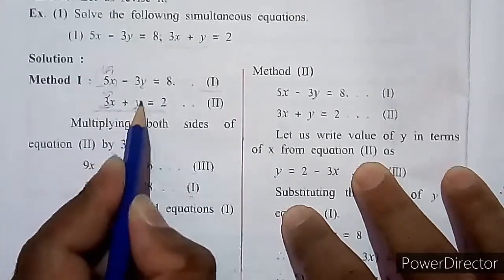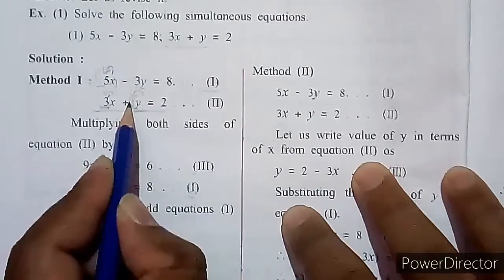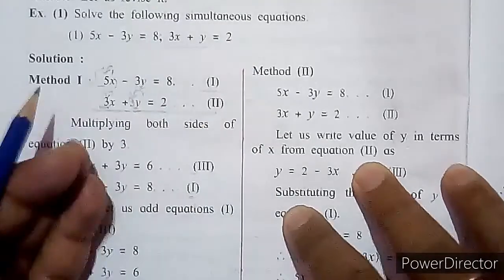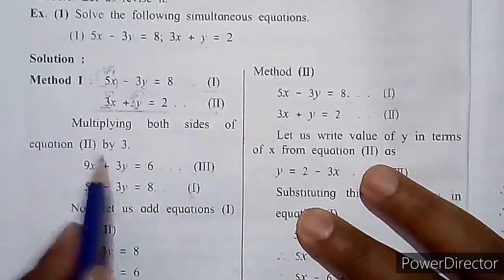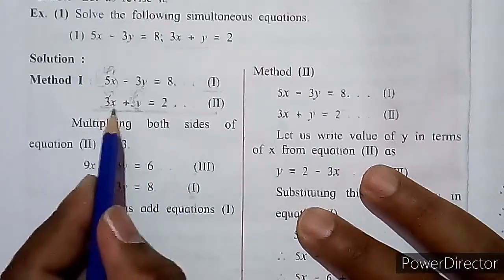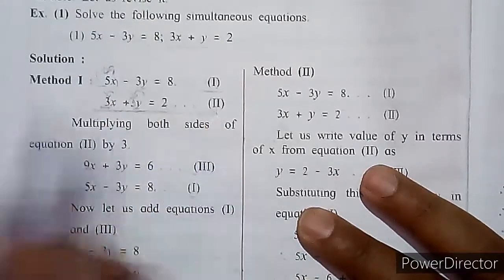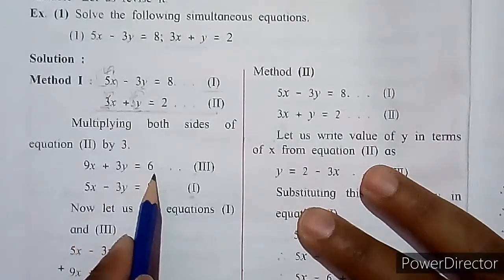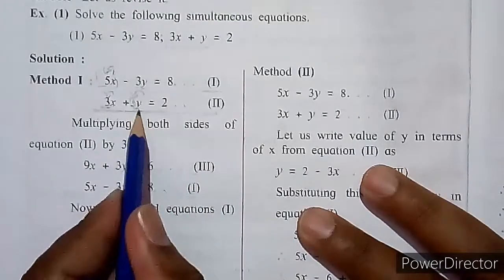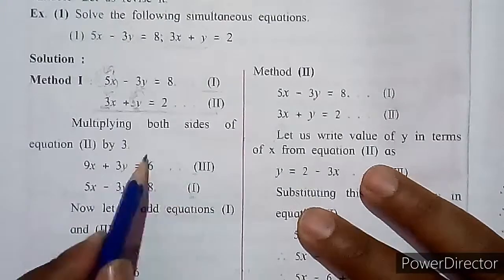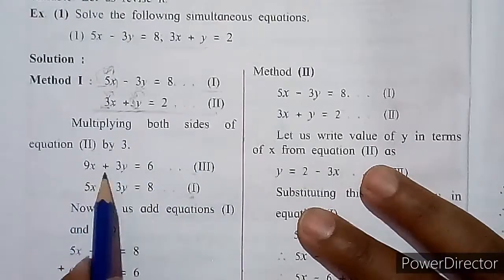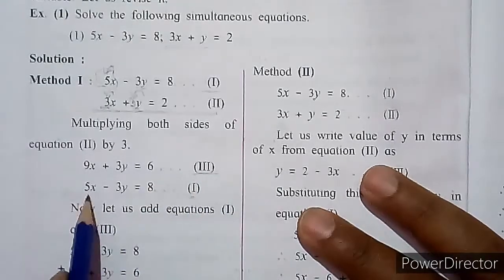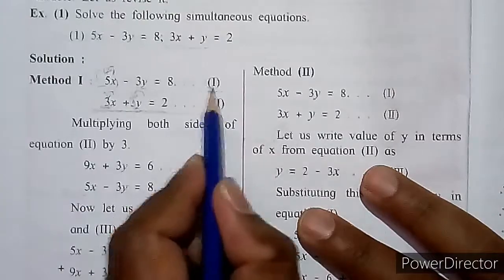We can bring 3 here as the coefficient by multiplying equation 2 by 3 on both sides. Therefore, multiplying both sides of equation 2 by 3 we get: the second equation is 3x plus y equals 2, and multiplying by 3 gives 9x plus 3y equals 6. Now equation 2 is transformed into equation 3 by multiplying both sides by 3. Now we get 9x plus 3y equals 6. This is the third equation, which is the transformed equation, and 5x minus 3y equals 8 is the first equation.